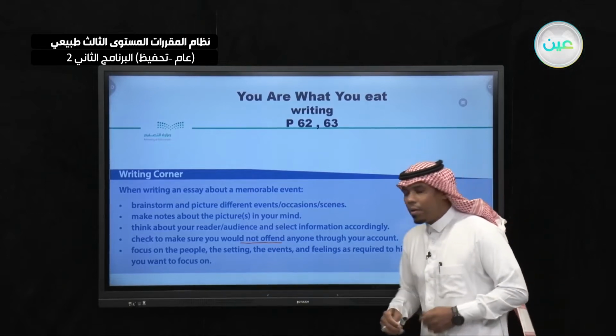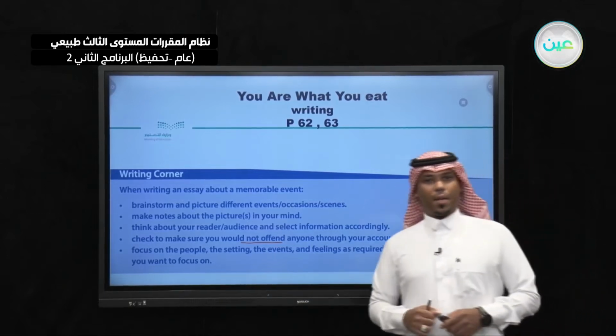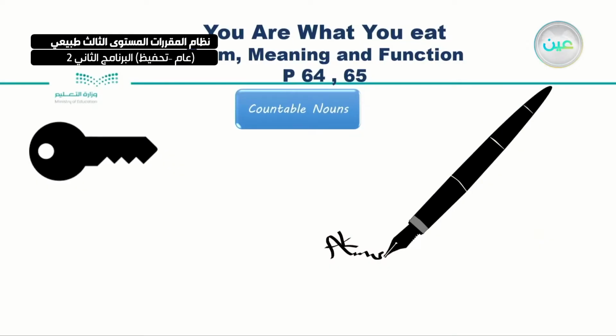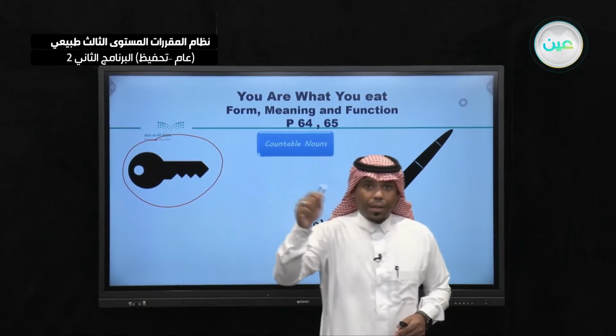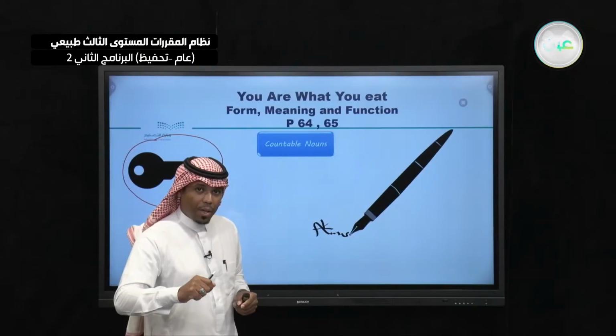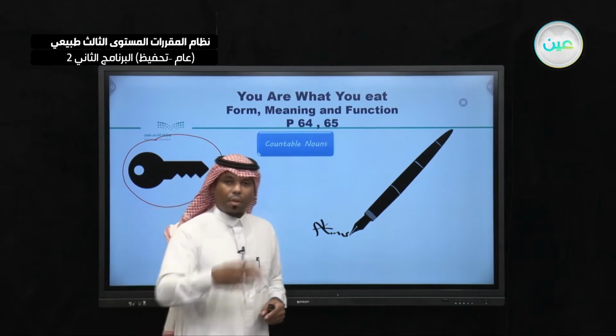Very good. Now let's move to our lesson today. Today, inshallah, as we said earlier, we have form, meaning and function on pages 64 and 65. So please focus on the board now. Can any one of you tell me what is this? It's a key. Very good. A key. Nice. What about this one? We use it to write or to sign sometimes. This is a pen. Nice.